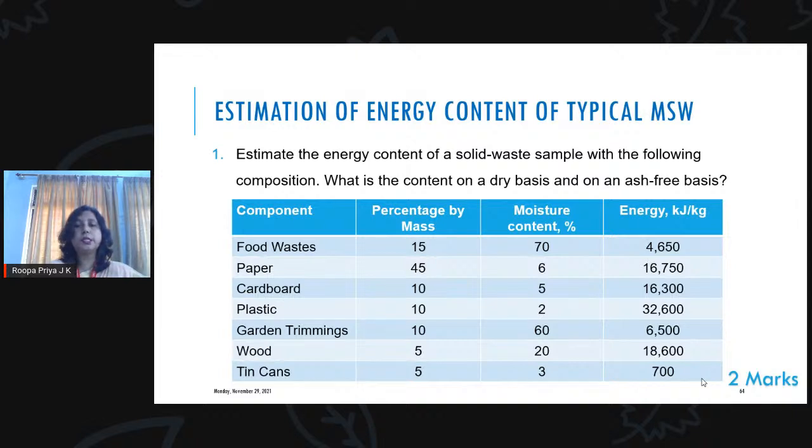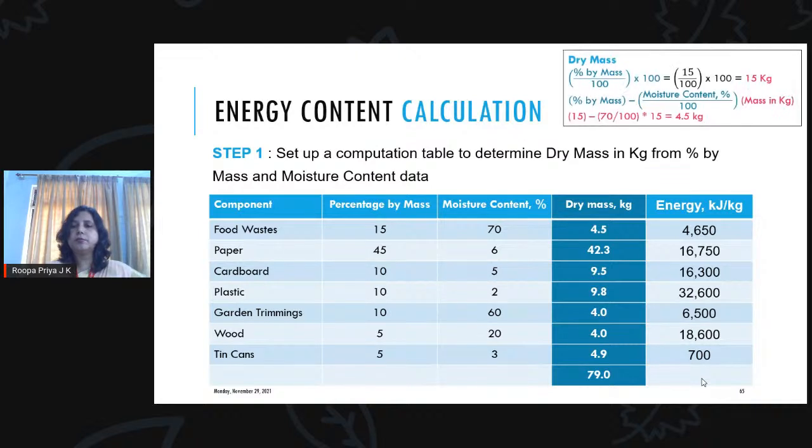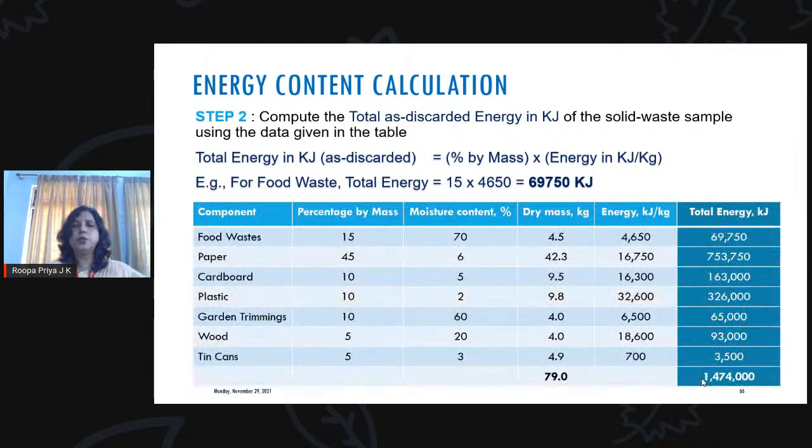So here, according to this, they may ask you to calculate the dry mass and the energy content on a dry basis and energy content on ash-free basis. So simple calculation, you just have to calculate the dry mass in kg, or like how we calculated previously. So calculate the dry mass, find out what is the total dry mass in kg, then you can calculate the total energy using the percentage by mass column and the energy content given in the table. So that will give you the total energy content in kilojoule. So this is your total energy content in kilojoule.